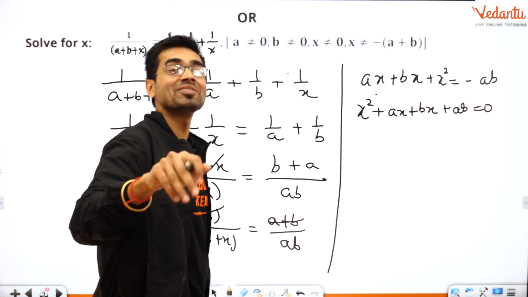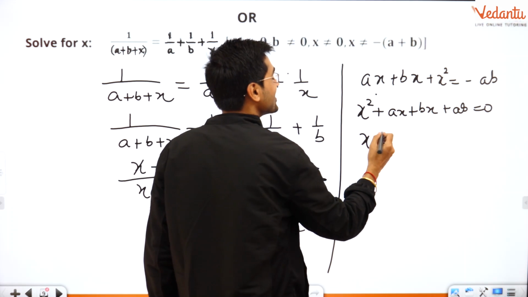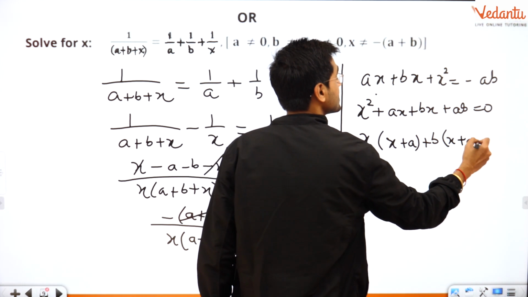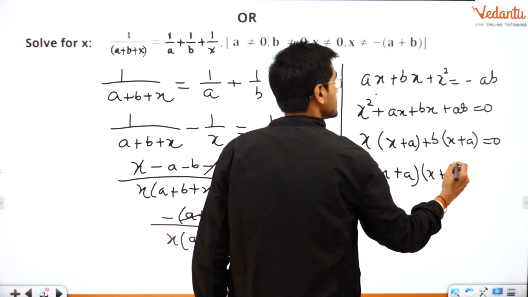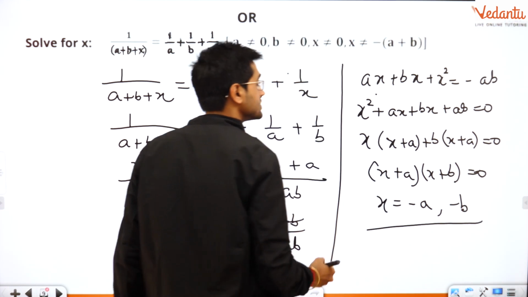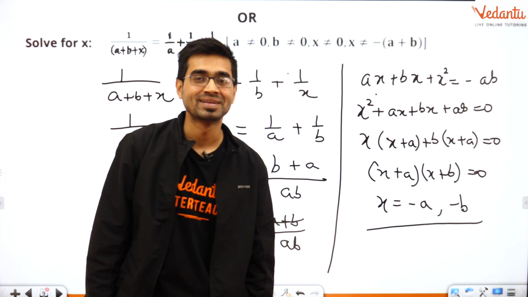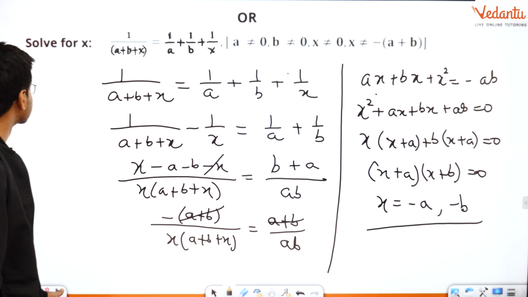Such a simple. You don't even have to do splitting the middle term. Yes, it is. Take the common only. It will be x plus a. Take b common. X plus a equals to 0. So either x plus a or x plus b is 0. So either x is equals to minus a or it is equals to minus b. Done. Fine. You understand this? I hope you understand this. Okay, let's take up the next question.